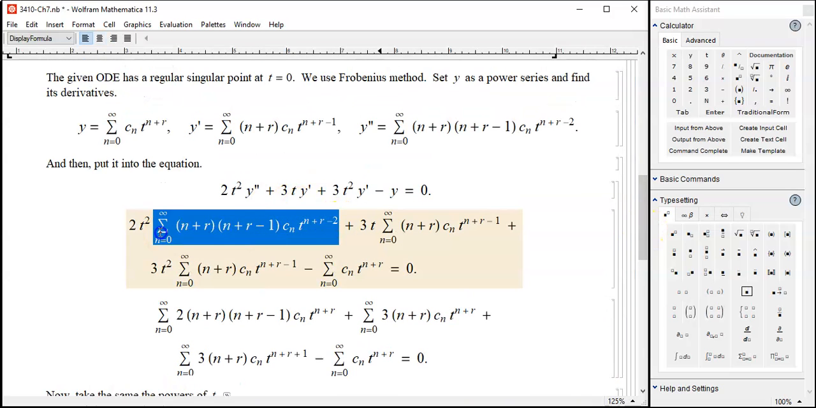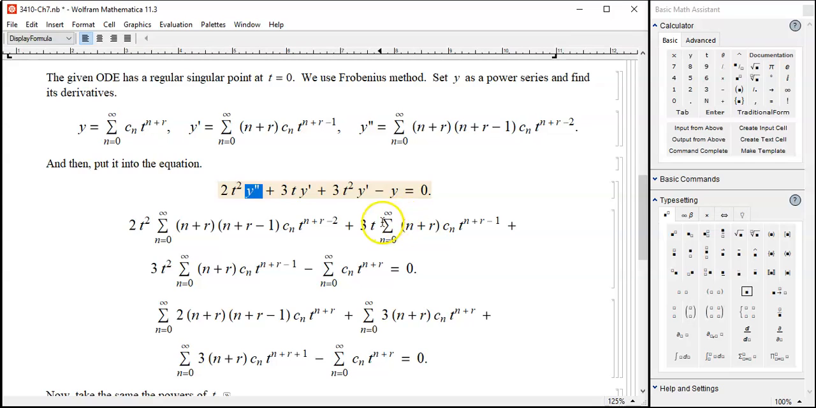This is the second derivative right here. That's the first derivative right there, and another first derivative right there, and then for y, just the original, and then that is the power series expression. This is the power series expression of the same differential equation. This one became that.